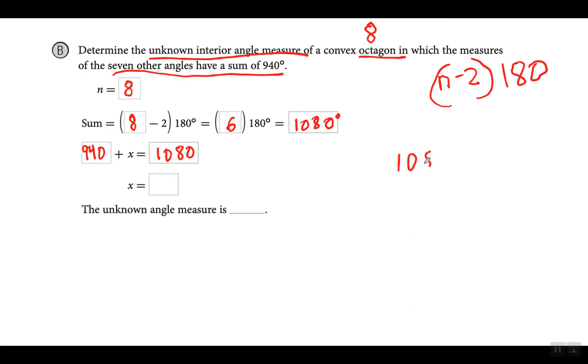Alright, the remaining step is to subtract 940 from 1080, and that'll give you your answer, which is 140 degrees. So the unknown angle measure is 140 degrees.